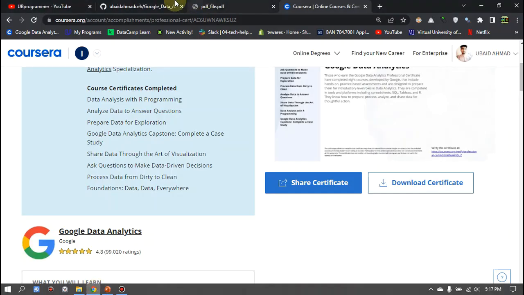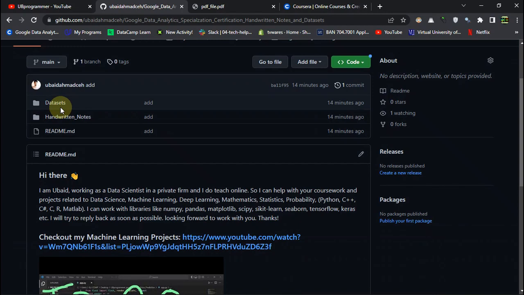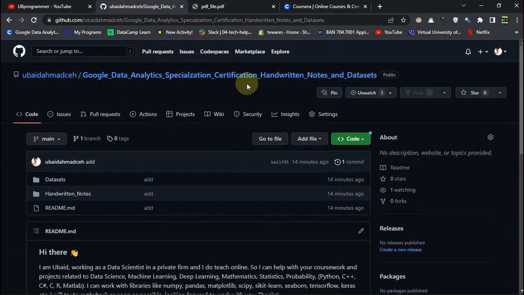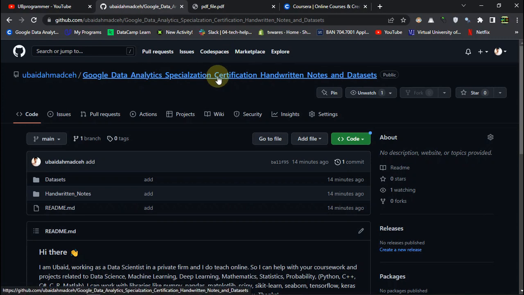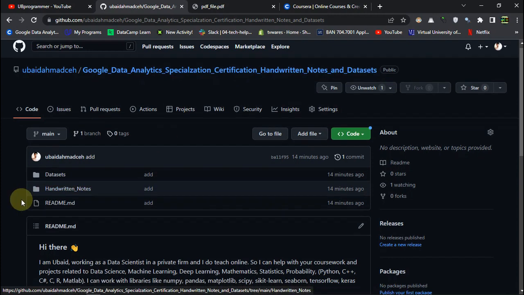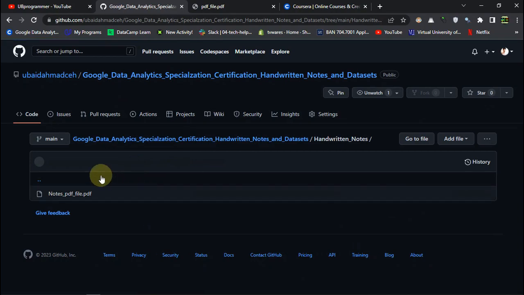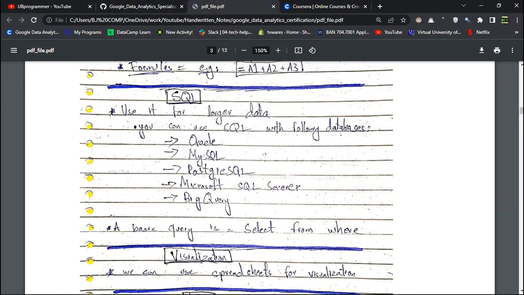I have uploaded them on GitHub, so this is the repository. I will share this link in the description. You can just visit that, and there will be handwritten notes, which I have opened here.